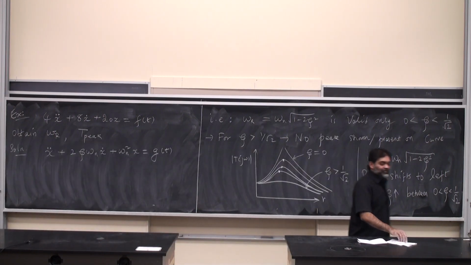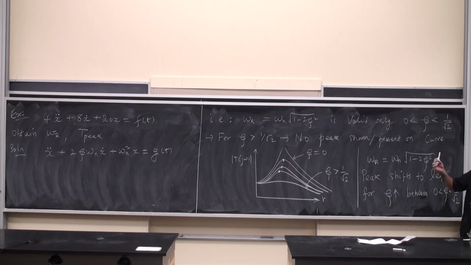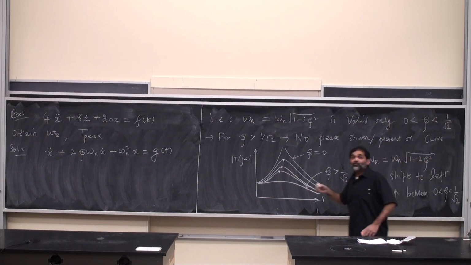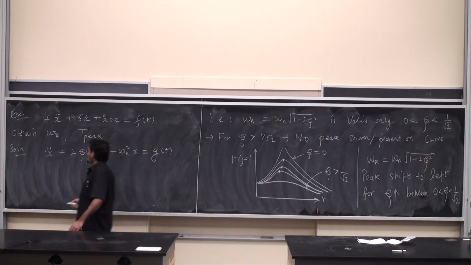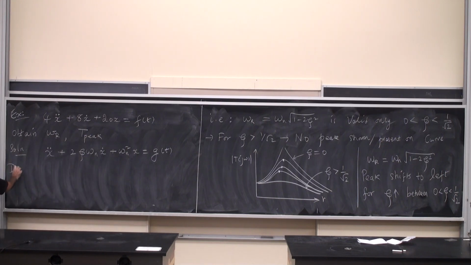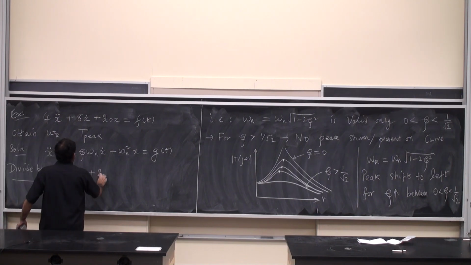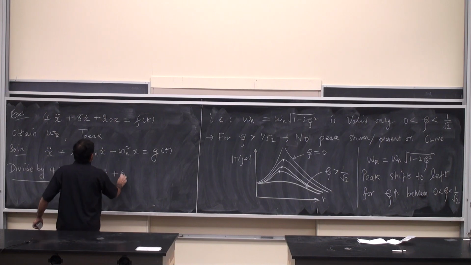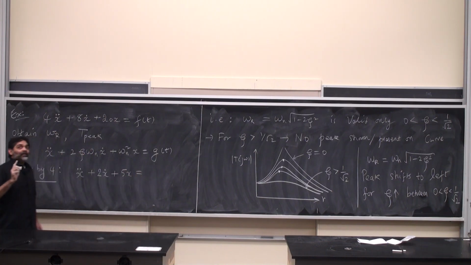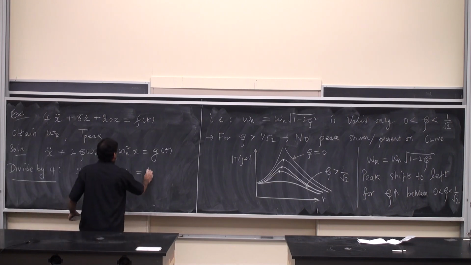So obviously the given system is not in the standard form, as you can see. So you have to put it in the standard form, divide through by the factor of 4. So divide by 4. I obviously took the easier example. So this is x double dot, 2x dot plus 5x is equal to 1 by 4 f of t. Don't forget that fact.